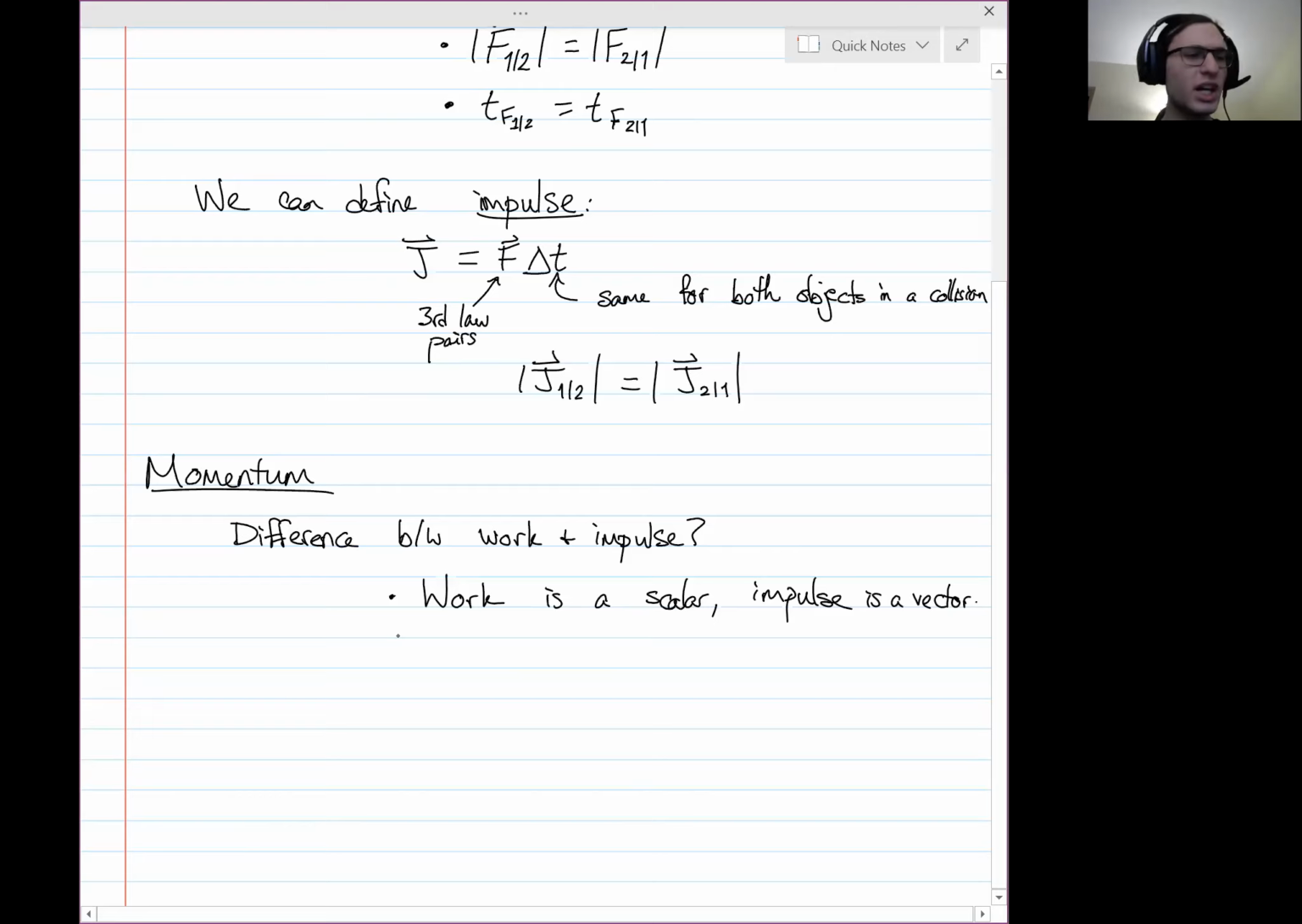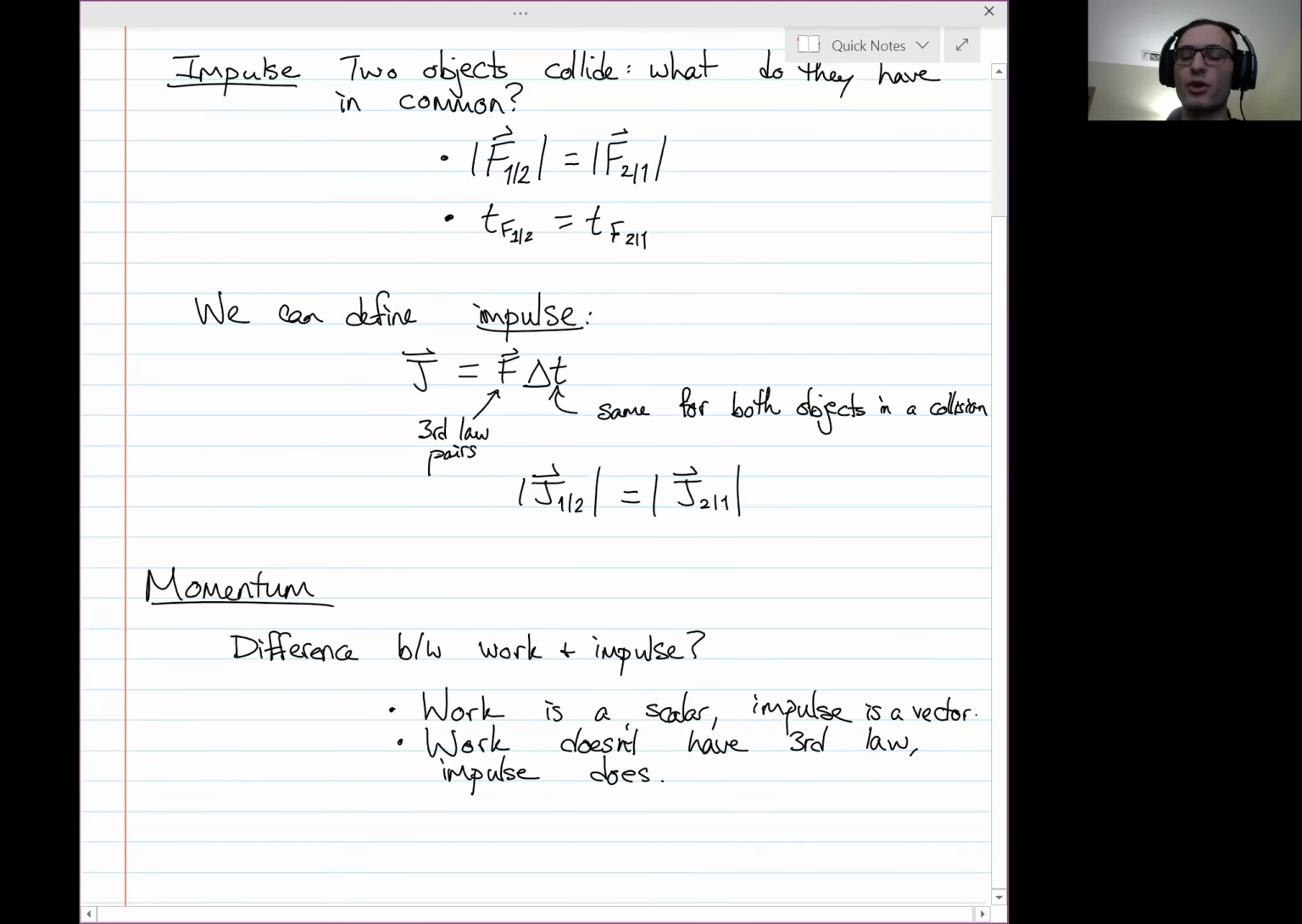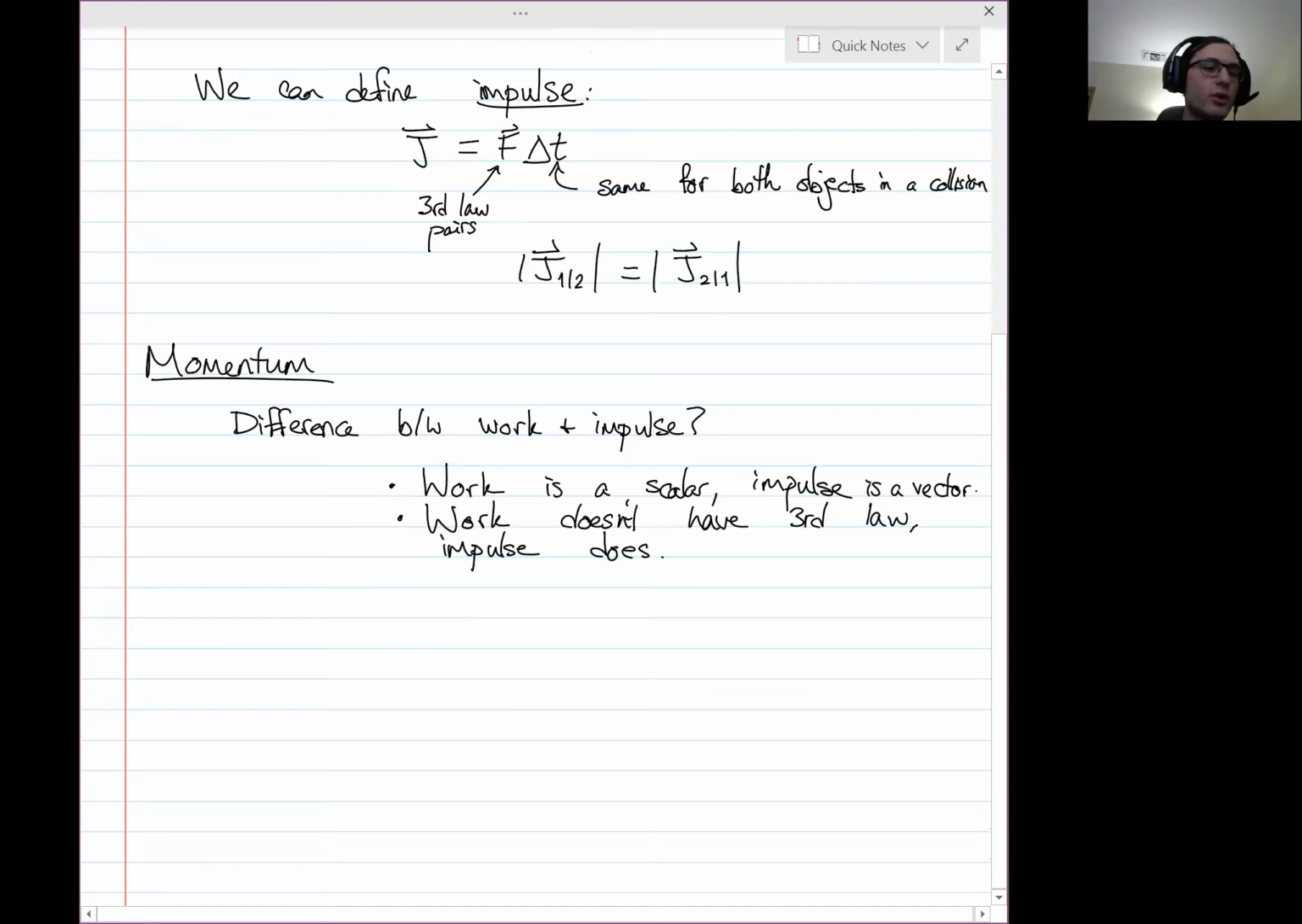Third, work doesn't have a third law equivalent. We talked about this before. But impulse does have a third law equivalent. Because the forces have a third law, and the duration of contact is of course the same, the impulse has a third law. The point here is that because the forces are equal and opposite in Newton's third law, the impulses are also equal and opposite.